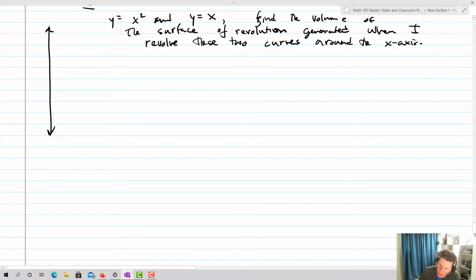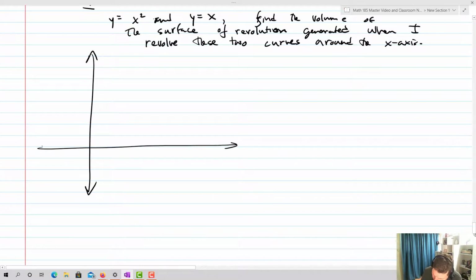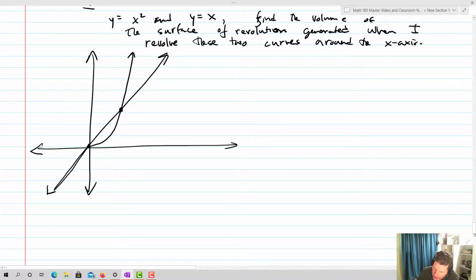Now, I'm going to imagine here's my axes, and I've got y equals x, and then I have y equals x squared. The first thing that I want to notice is they're going to go from 0, 0 to 1, 1. And you can find that just by setting x squared equal to x and solving. Same idea that we were working with when we were dealing with surfaces of revolution. We actually just set the two functions equal to each other, and then figured out what the value for x was in that case.